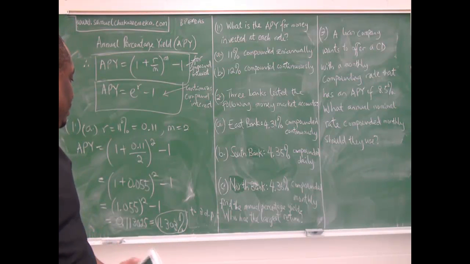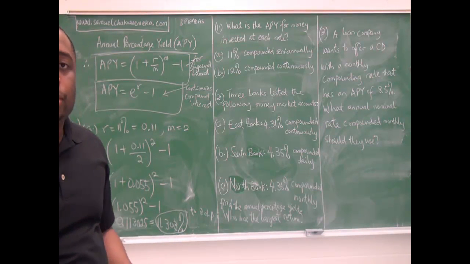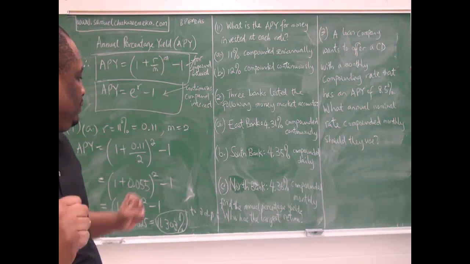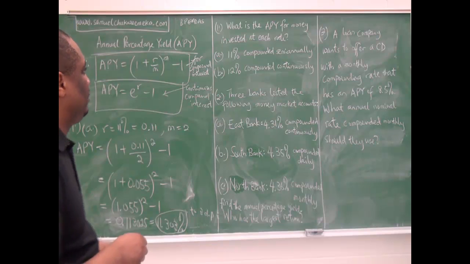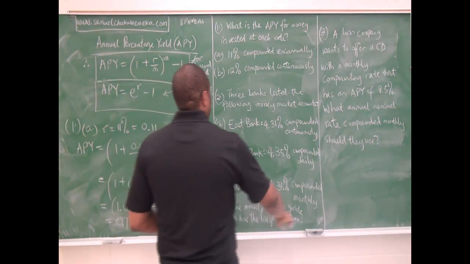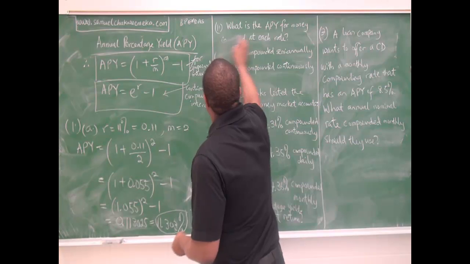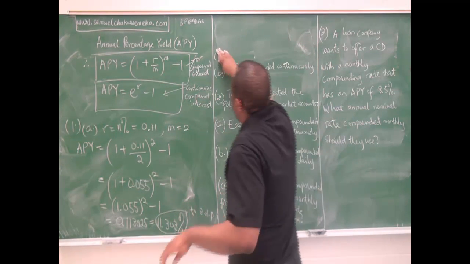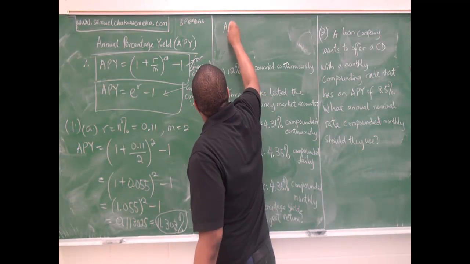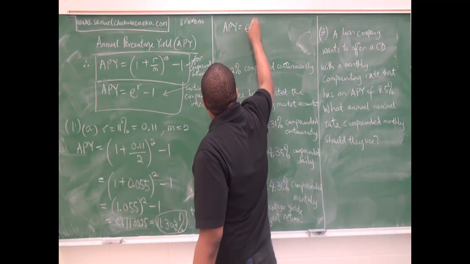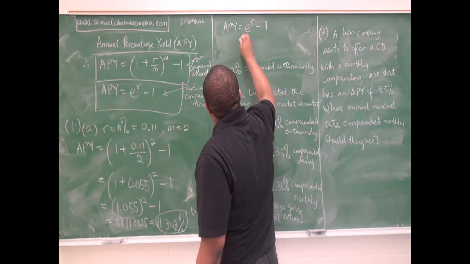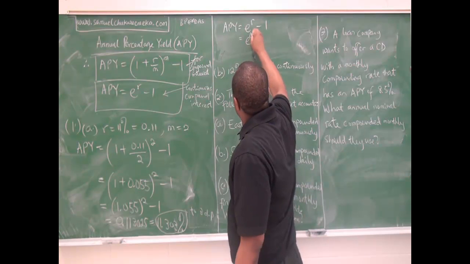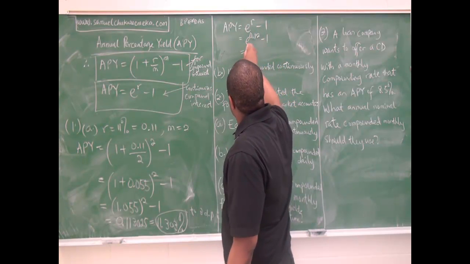Okay, 11.303%. All right, so that is for number 1A. So let's do B, 12% compounded continuously. So 1B, compounded continuously, APY will be e raised to power r minus 1. So which is e, r will be 0.12, 12%, 0.12 minus 1.